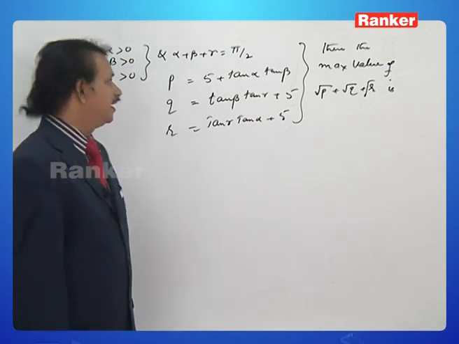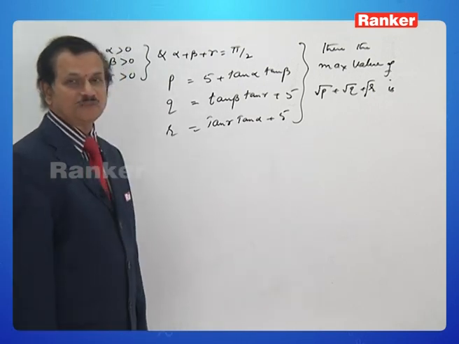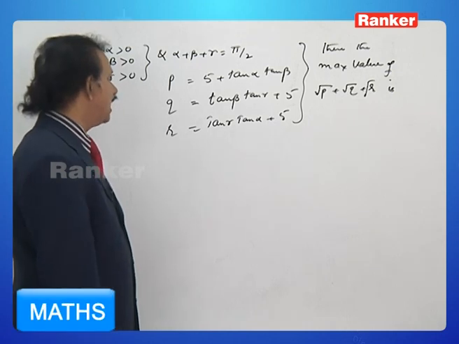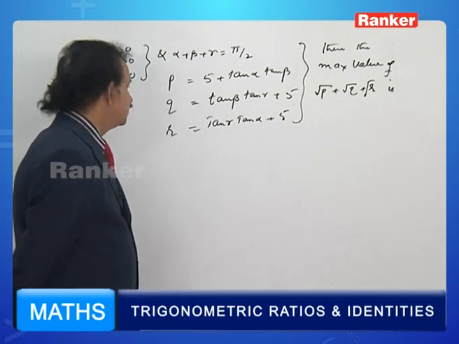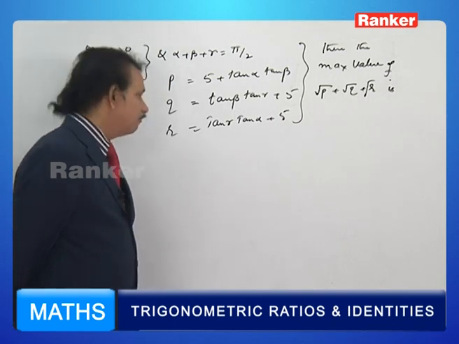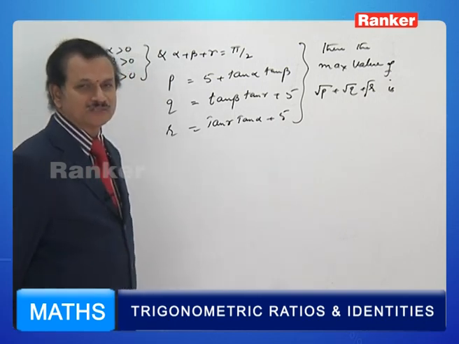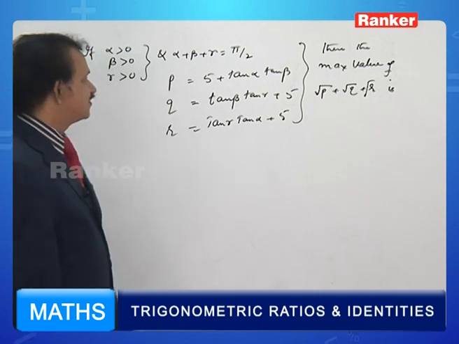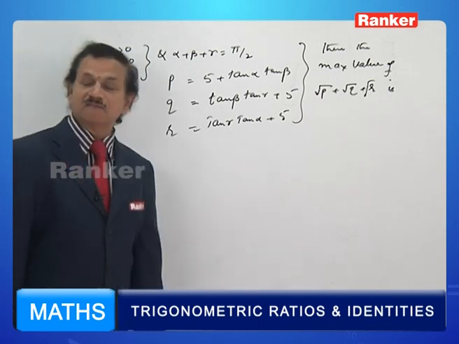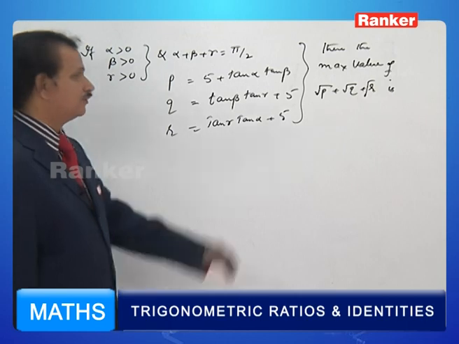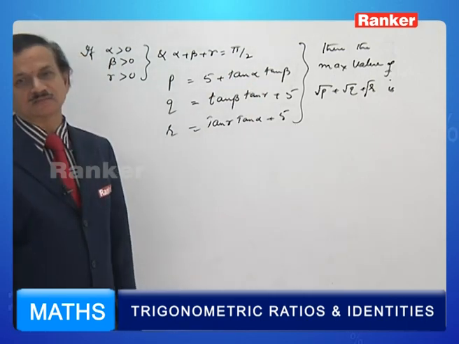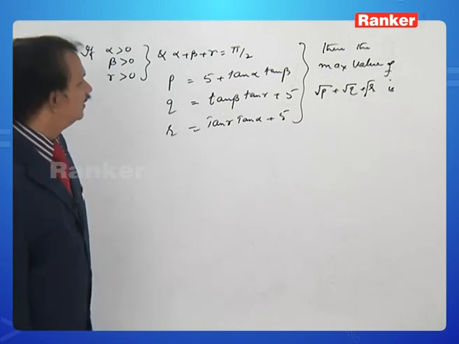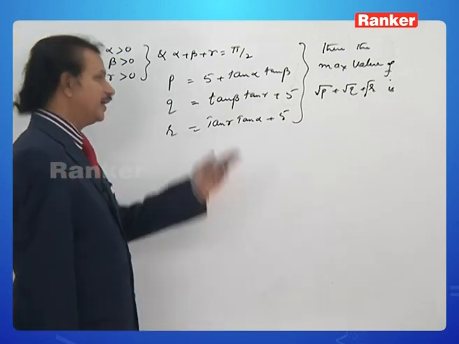Moreover, there are 3 separate letters given, P, Q, R. P is equal to 5 plus tan alpha tan beta. Q is equal to 5 plus tan beta tan gamma. R is equal to 5 plus tan gamma tan alpha. If such is the case, what is the maximum value of root P plus root Q plus root R? About that we have been asked. How to get it?